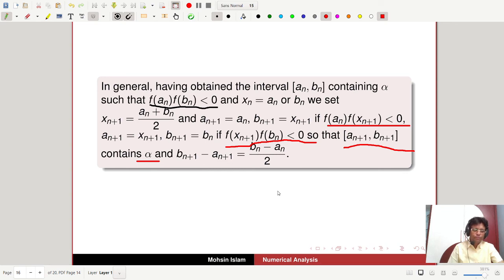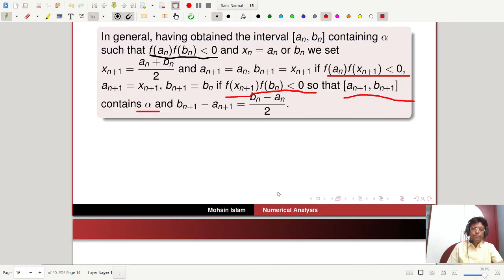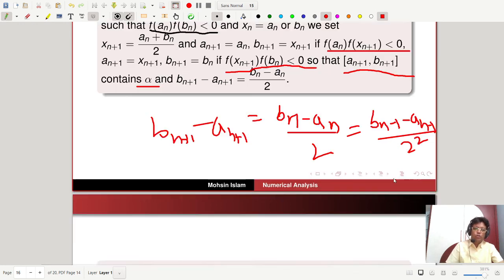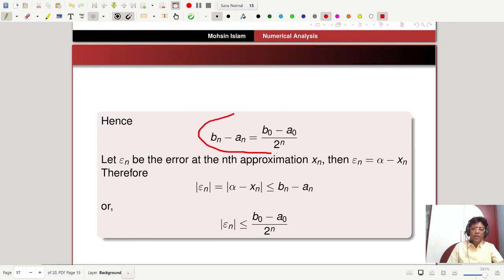Okay? So again, you have bn plus 1 minus an plus 1 equal to (bn minus an) by 2, and that is equal to (bn minus 1 minus an minus 1) by 2 squared, and so on. You continue this process substituting, and you will get bn minus an equal to (b naught minus a naught) by 2 to the power n.